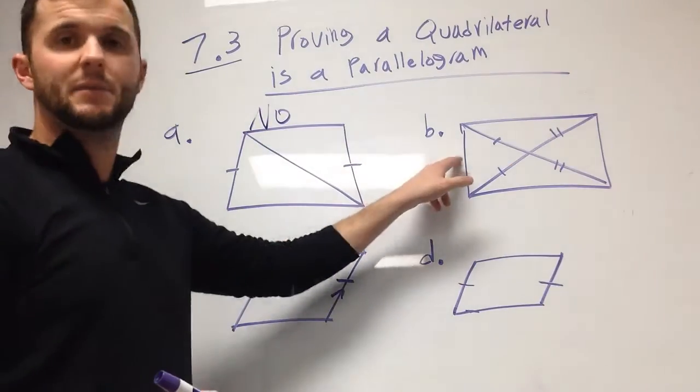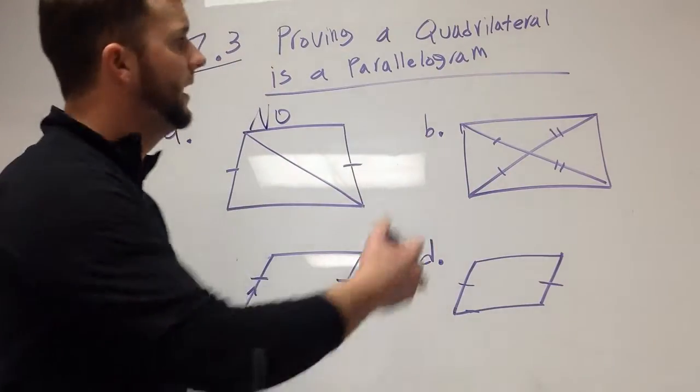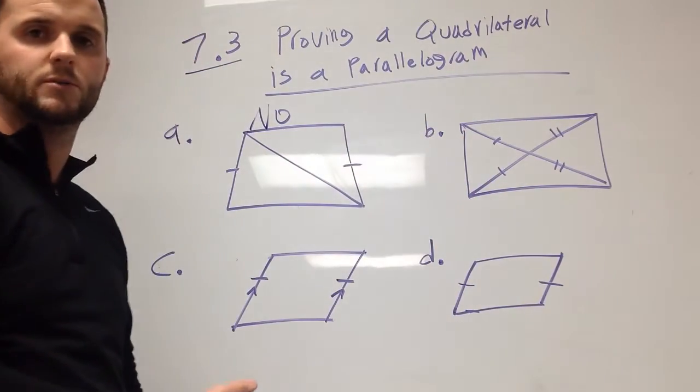Okay? So now looking at B here. It looks like I have a rectangle here, and it looks like I have two diagonals that are going across from each other.